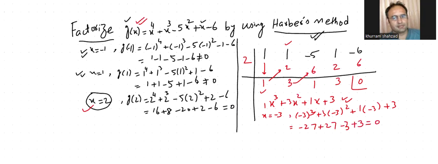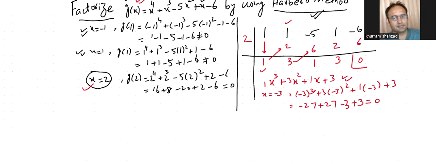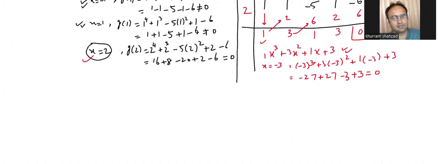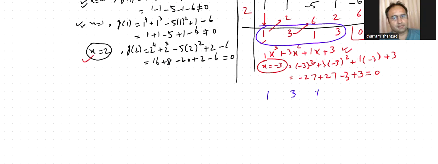So now we can carry out the synthetic division with the help of this number, x is equal to negative 3. So we can write this polynomial here as it is: 1, 3, 1, and again 3. This is combined Horner's method or combined synthetic division. If we do it more than once, nothing new, same thing.